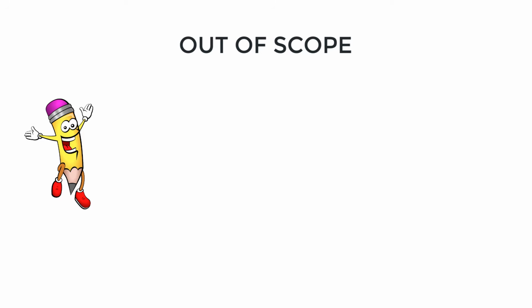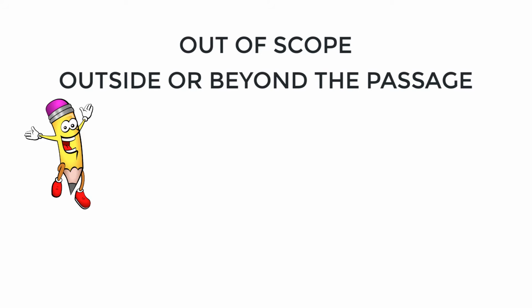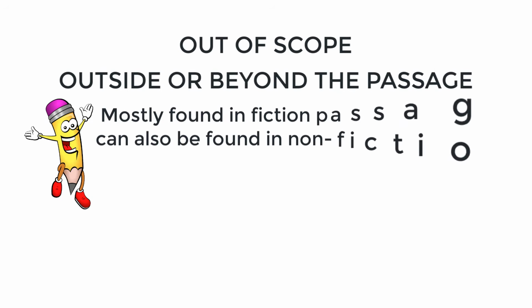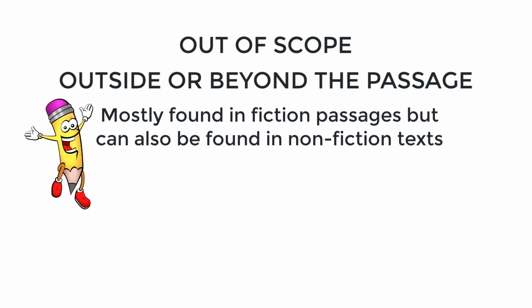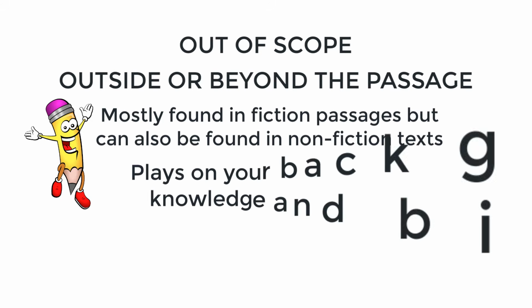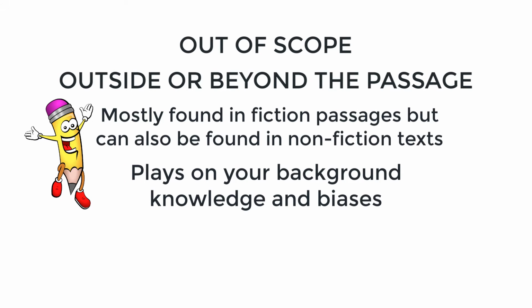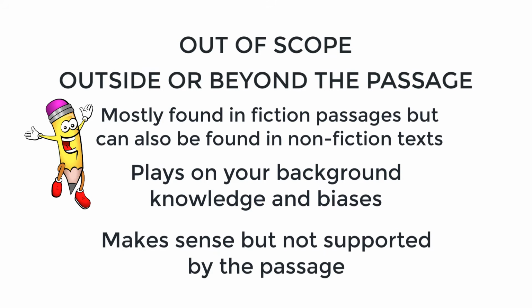Let's go on to the next type of trap answer. This is the out-of-scope answer. This type of answer is typically found in fiction or narrative passages, but it can also be found in expository or nonfiction text. This distraction plays on your own background knowledge, your worldviews, your personal ideas and biases. This interpretation will make sense, but it's not supported by the passage because it was never stated explicitly or implicitly.